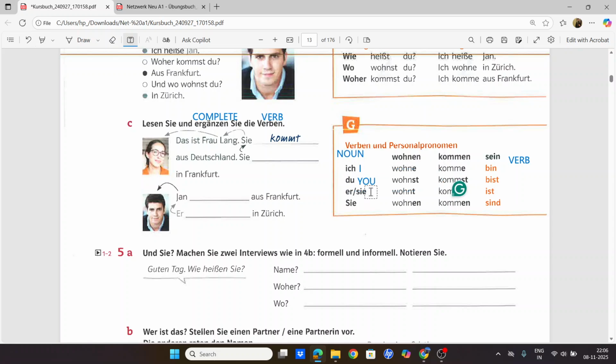So er, sie, es means he, she. Yeah, she, this is right. And Sie is a formal way of addressing someone, you in a formal tone. It's a way of addressing someone formally, not always asking, but also formally addressing someone. This is Sie, the formal you.